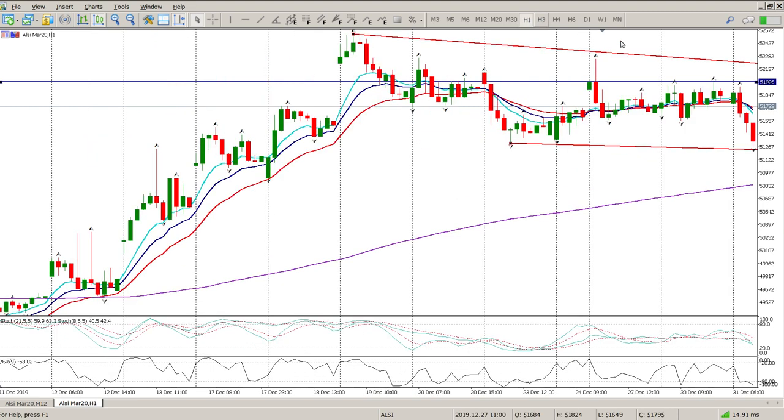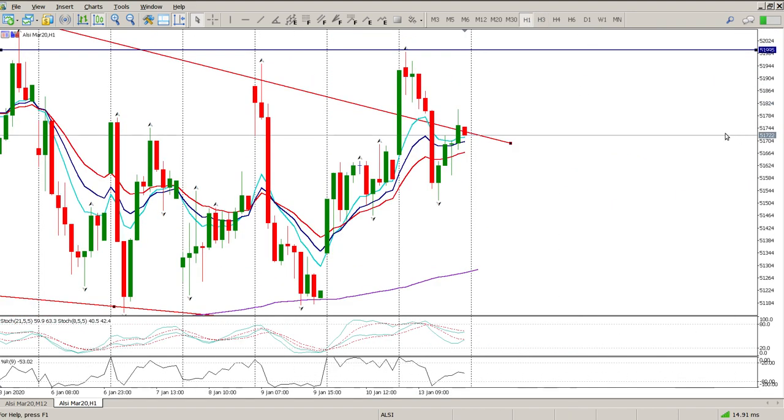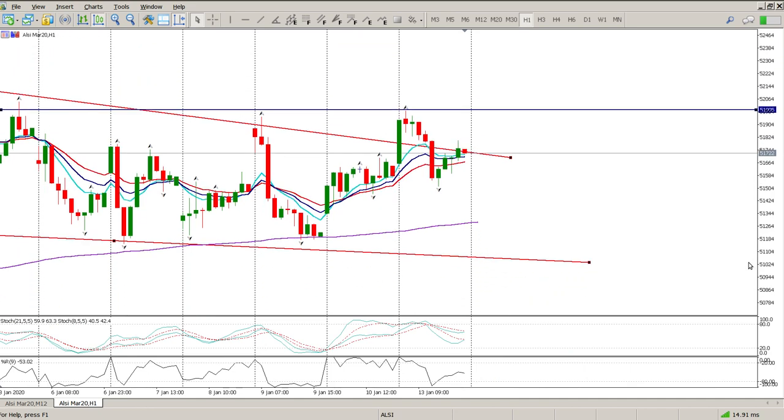So if we drill down to the hour, let's bring that to the middle. Nothing really much to read into this here. We haven't tested the moving averages. We broke below them and we broke back above it. So that's pretty much an indication of us being all over the place.